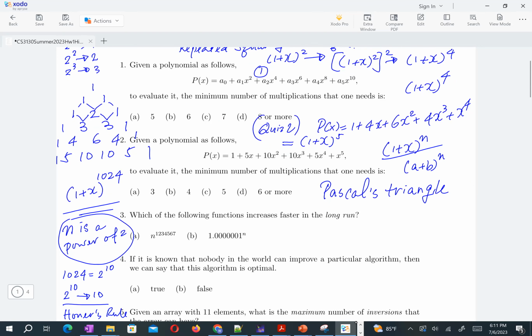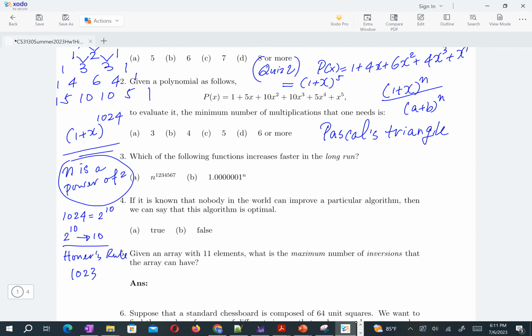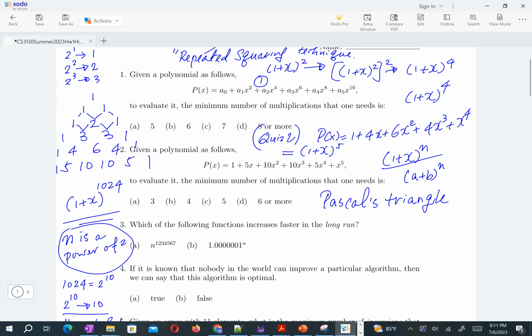I will give you this kind of question in the midterm, so you need to completely understand this technique. Pascal's triangle, you can search the web and find it easily. Or if you know the rule, you can write it on a piece of paper and generate it easily.